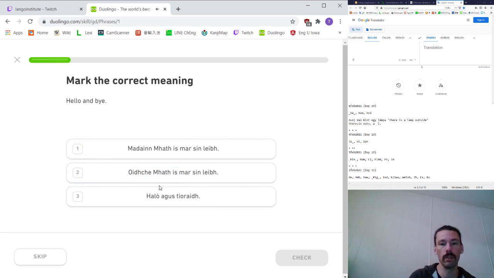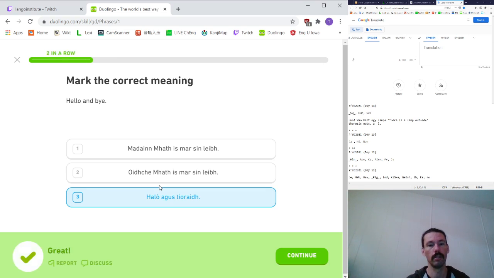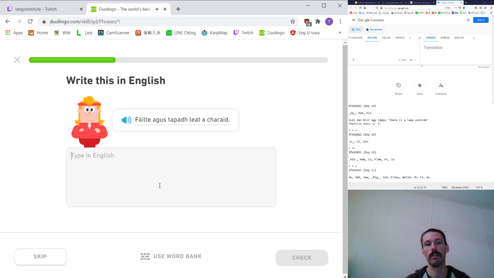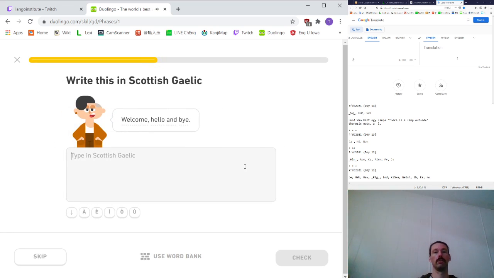Hello. Hello, agus. Fáilte agus tapadh leat, a charaid. Oh, friend. Tapadh leat. This is thank you, with you, rather. Welcome. Fáilte. You, friend. Welcome and thanks, friend. Hello. Here the grave accent mark shows that it's long. Agus.